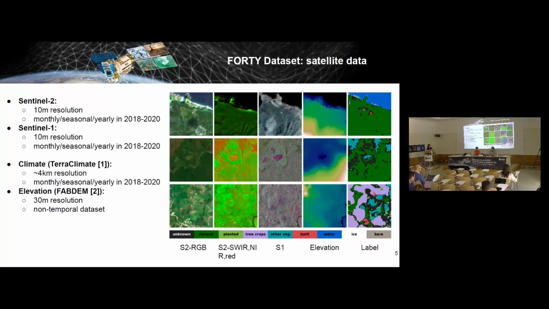And here are some data samples in our dataset. As you can see, we have quite good segmentation labels, although there are still some black areas. Those areas are the non-label areas.